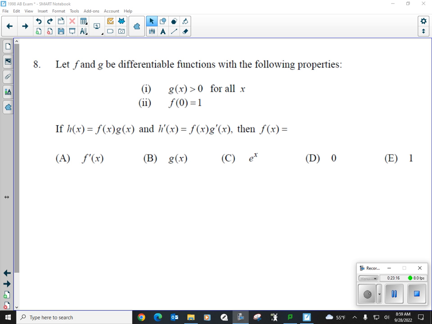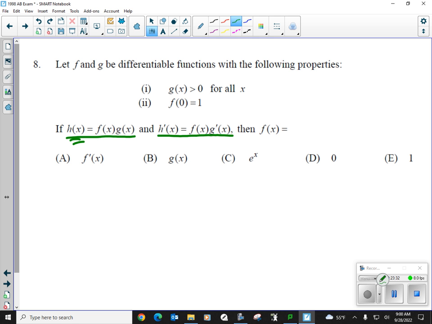This problem really is just testing you to see if you can decipher a code or a pattern between h of x and h prime of x. Because if you can compare those things and make one realization, you answer this question.